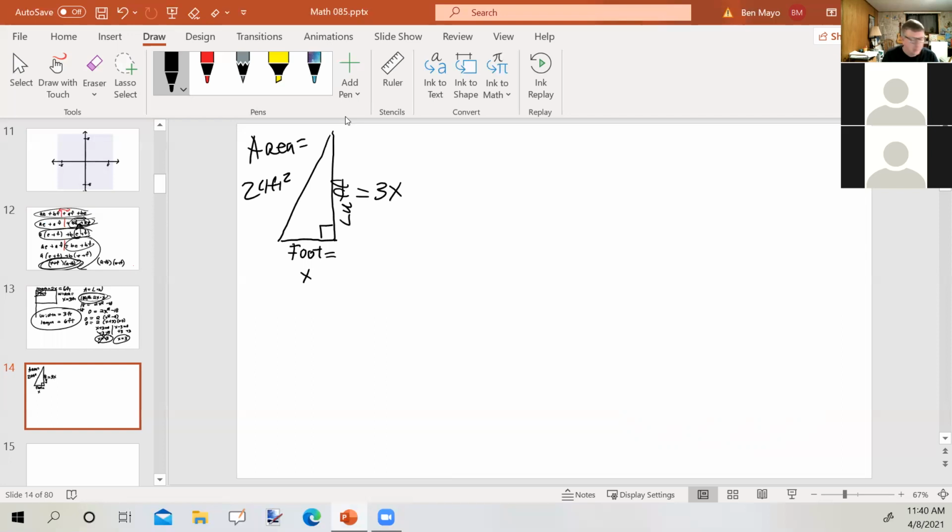All right. It says find the length of the foot and the length of the luff. So now we've got the area of a triangle, which is 1/2 the base times the height. In this example, the base would be the foot and the height would be the luff. So our equation becomes 24 equals 1/2 times x times 3x. Again, any questions so far?